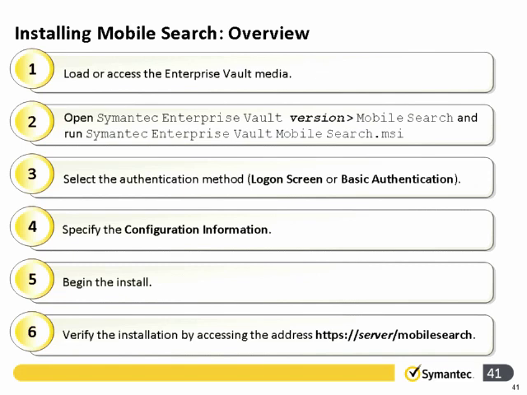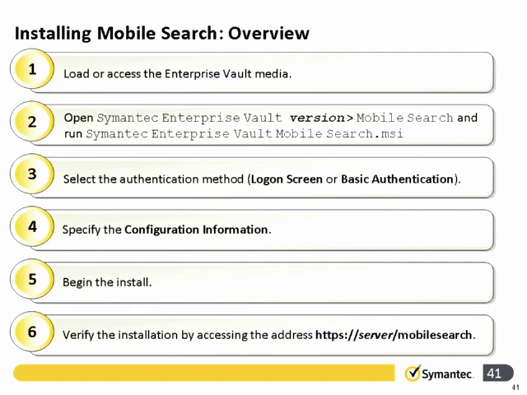The actual basic process for installing the mobile search: you load or access the Enterprise Vault media. You're then going to run the Microsoft installation package file for the mobile search, and again, make sure that you do have the correct version that you're installing. You will select your authentication method, either a log-on screen or basic authentication.